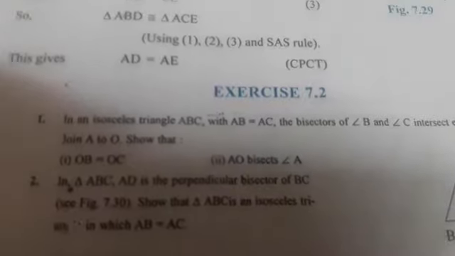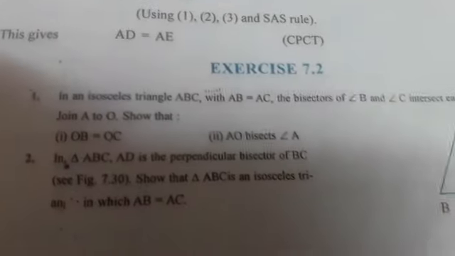Based on this exercise, I had explained two theorems. Those theorems are: the sides opposite to equal angles in an isosceles triangle are equal, and the second theorem, the angles which are opposite to the equal sides in an isosceles triangle are equal. Okay. So we start with exercise 7.2.